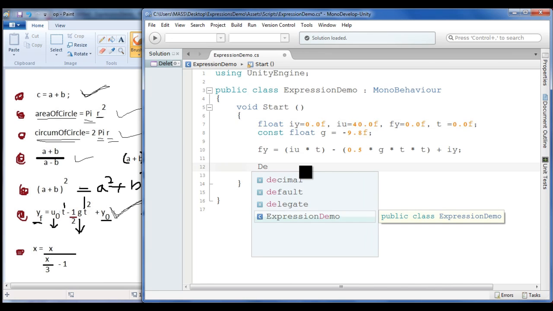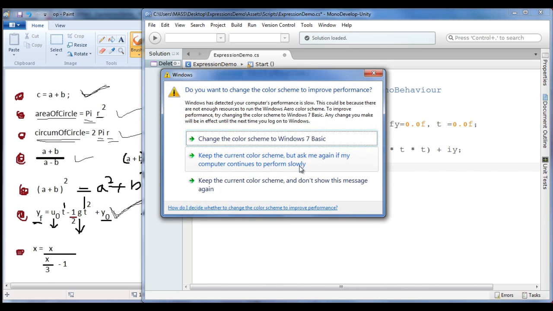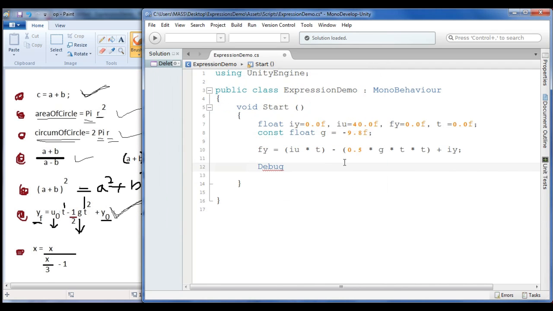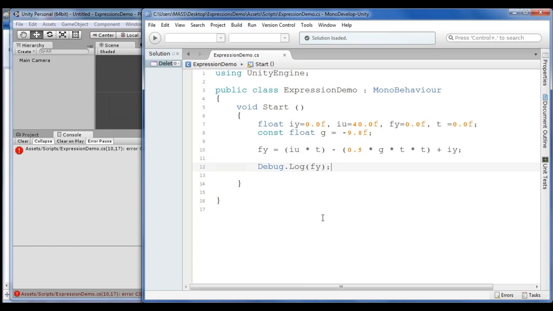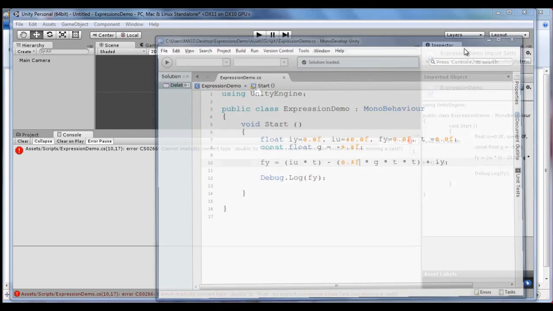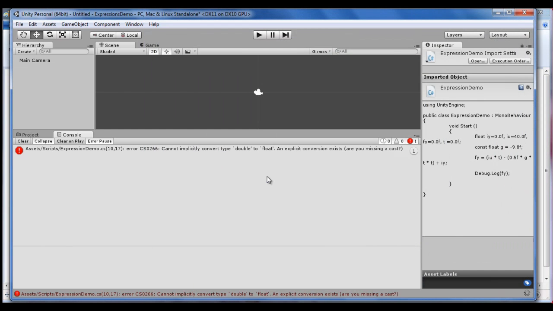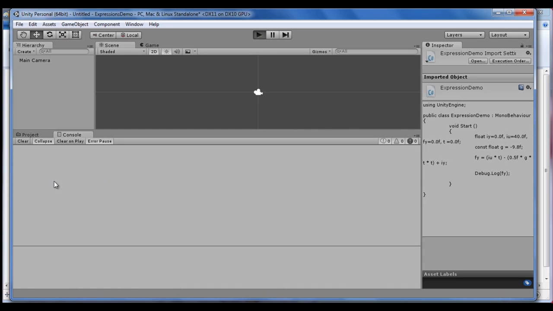So Debug.Log, I just pass fy, and let us see the output, what we get. The output we get is an error called double to float. That means we have written somewhere a decimal without f. Okay, this is the place. 0.5 I have written. Let me write f here. Now everything will be a float. Let me come back and run the code. We should get 0 here, because that is what we have to get.